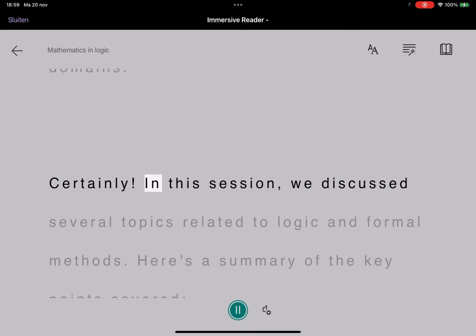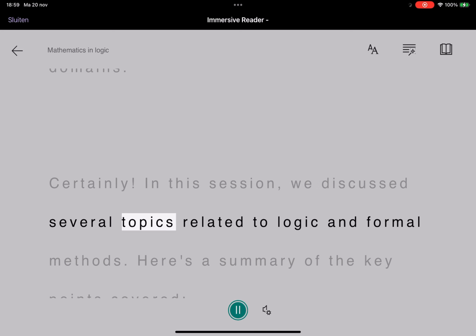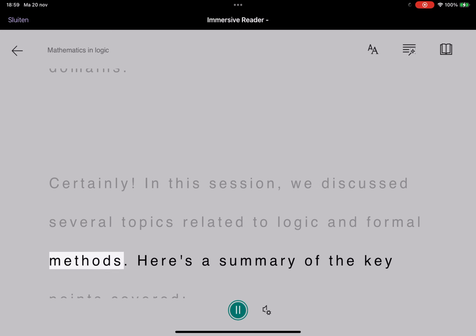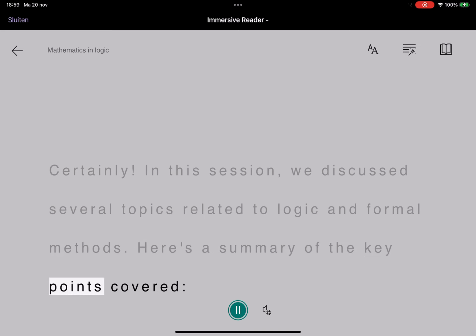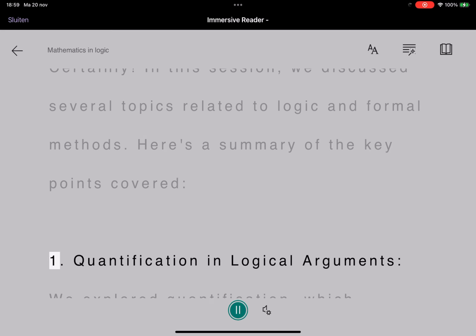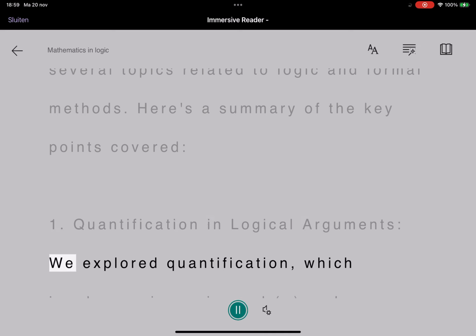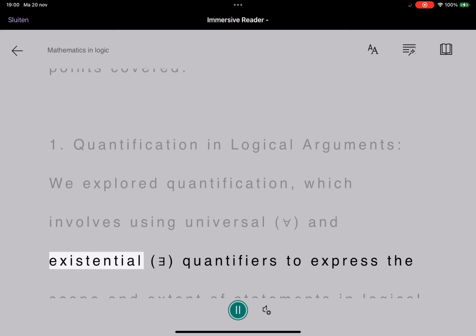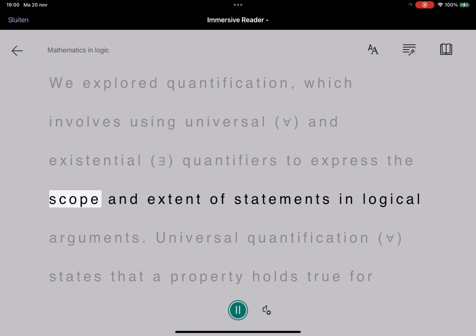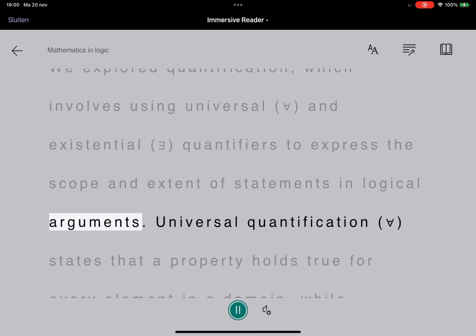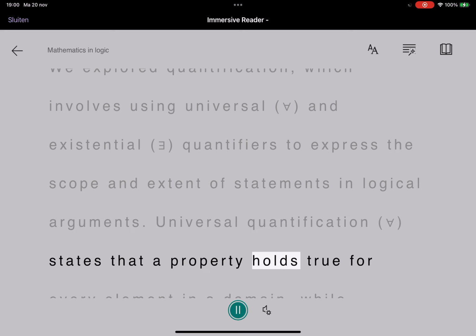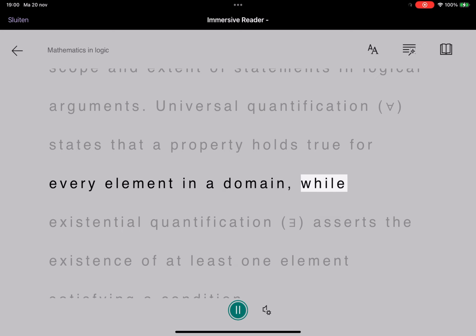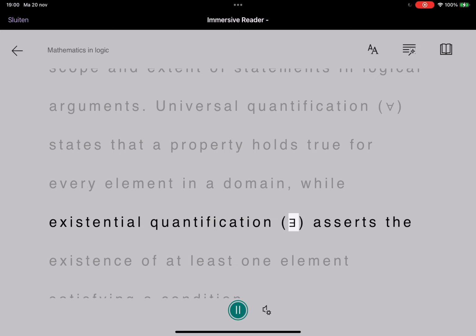Certainly. In this session, we discussed several topics related to logic and formal methods. Here's a summary of the key points covered. 1. Quantification in logical arguments. We explored quantification, which involves using universal, for all, and existential, there exists, quantifiers to express the scope and extent of statements in logical arguments. Universal quantification, for all, states that a property holds true for every element in a domain, while existential quantification, there exists, asserts the existence of at least one element satisfying a condition.